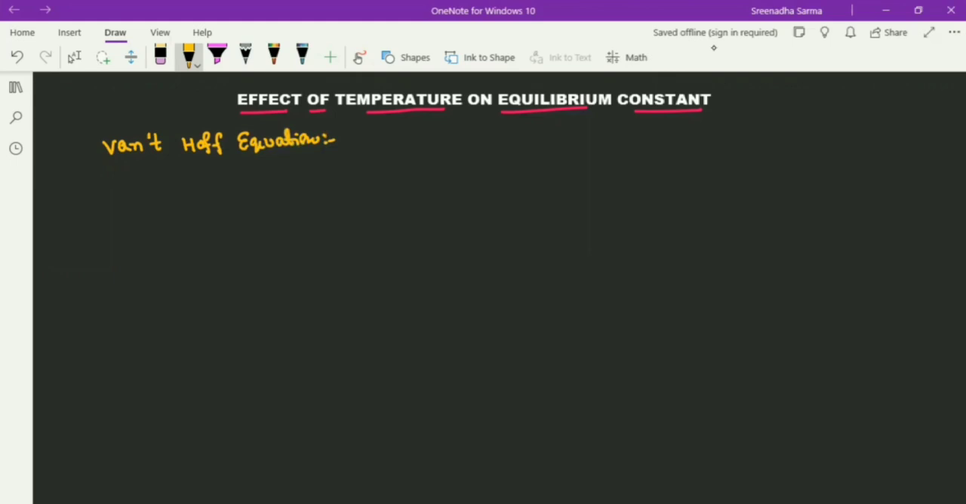The equation is log K2 by K1 equal to delta H by 2.303 R into (1 by T1 minus 1 by T2).